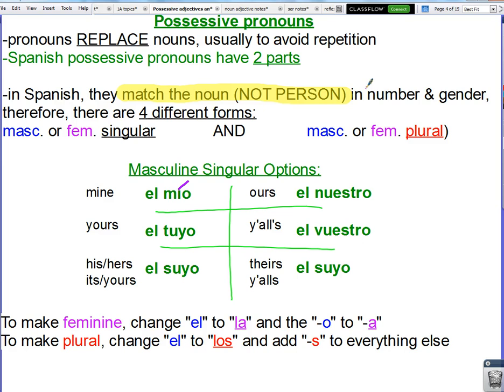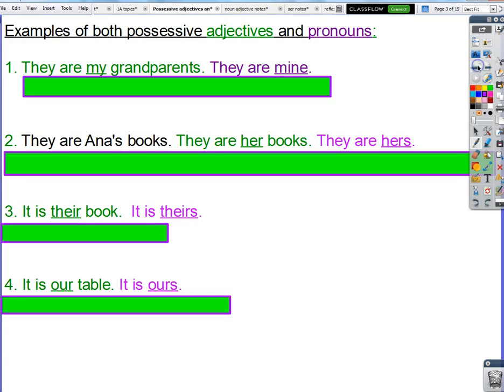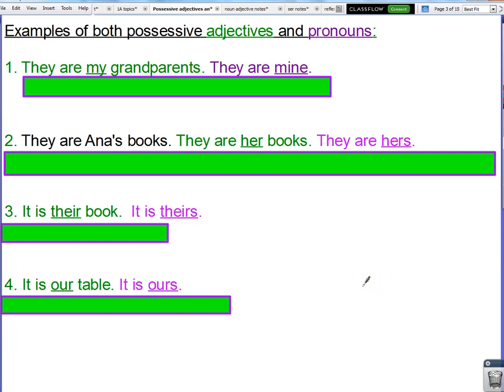So if I'm saying they are mine, referring to books, I'm going to have to change el to los and mío to míos. If I'm saying ours, referring to table, since table is mesa, I would have to change el to la and nuestro to nuestra. So these are your possessive pronouns. If you want practice, again, the ones that I have in purple are your sentences that help you practice possessive pronouns. So you can press pause and practice these sentences.